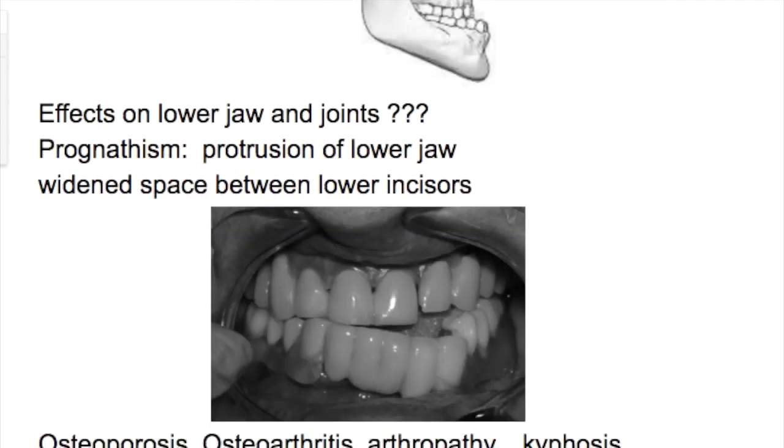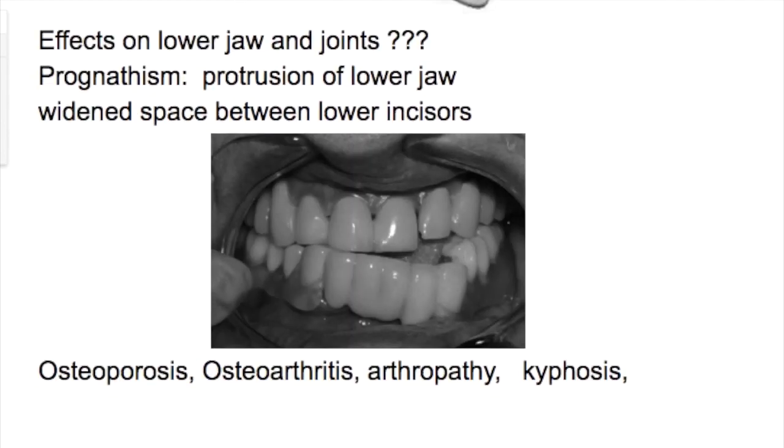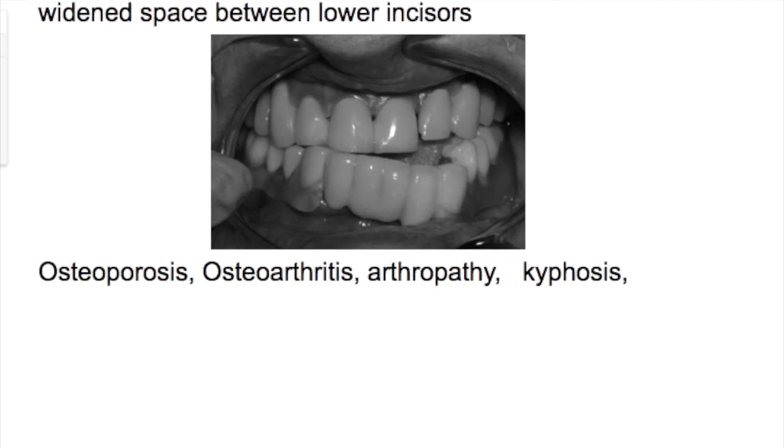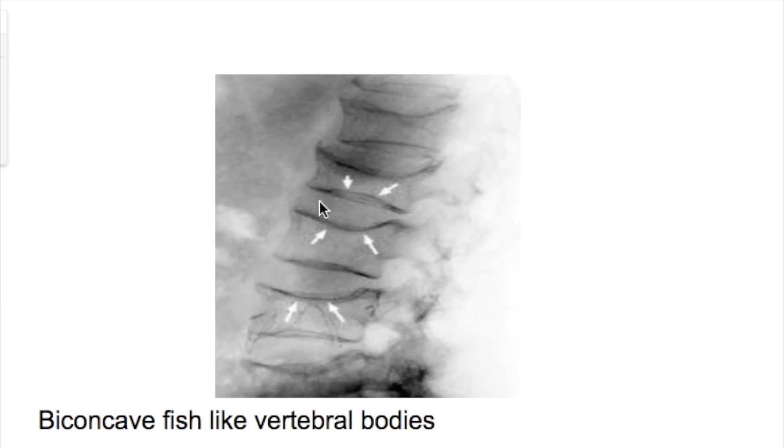So what are the effects on joints and bones? Osteoporosis, osteoarthritis, arthropathy, and kyphosis. And what's the X-ray feature on the X-ray of the spine? There are biconcave fish-like vertebral bodies.